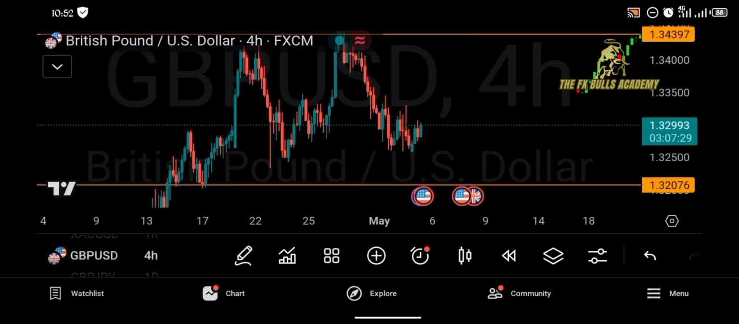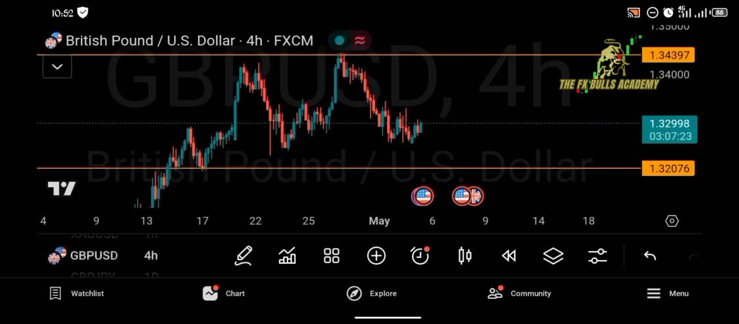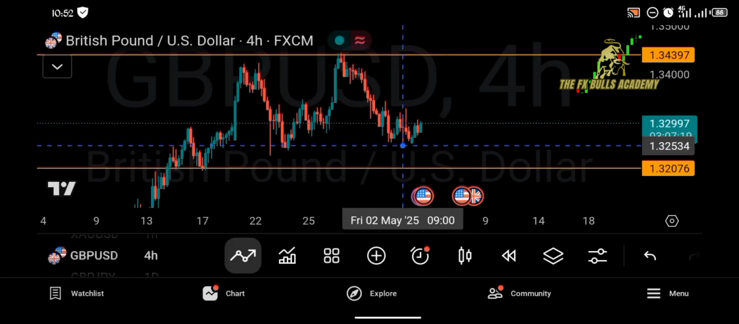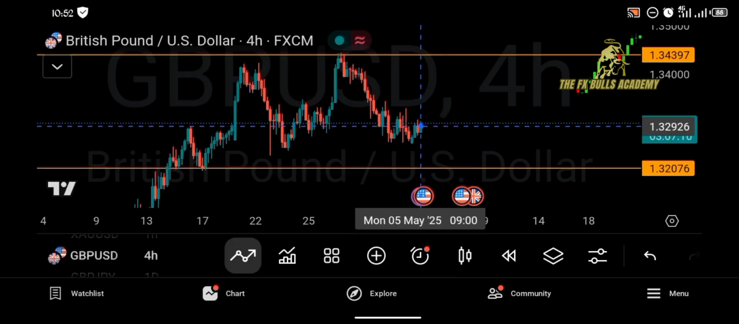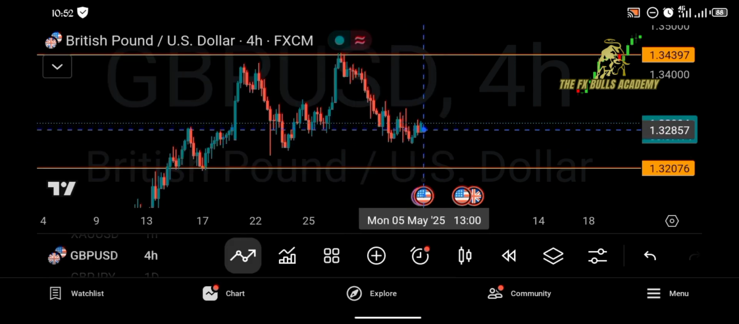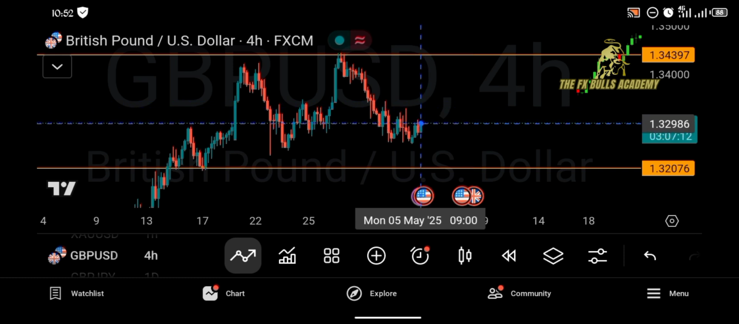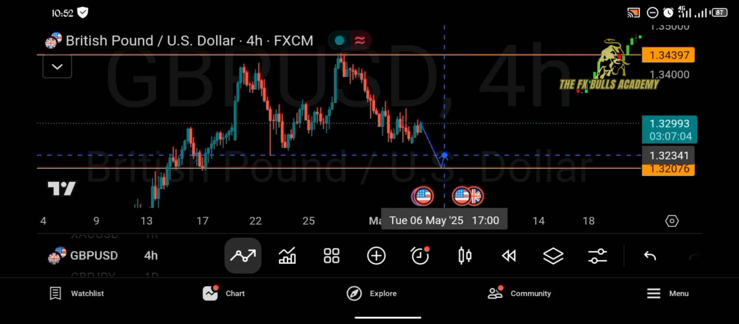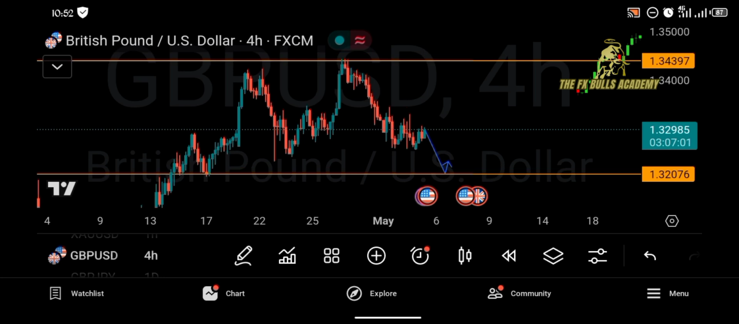So now for GBP I'll be very patient with this pair. I don't want to do too much on this pair. I'm still expecting GBP to buy. I'm not expecting it to sell. I'm expecting it to buy, but before it buys, it must push back down to this support. Then after that support, give us a good chart pattern.